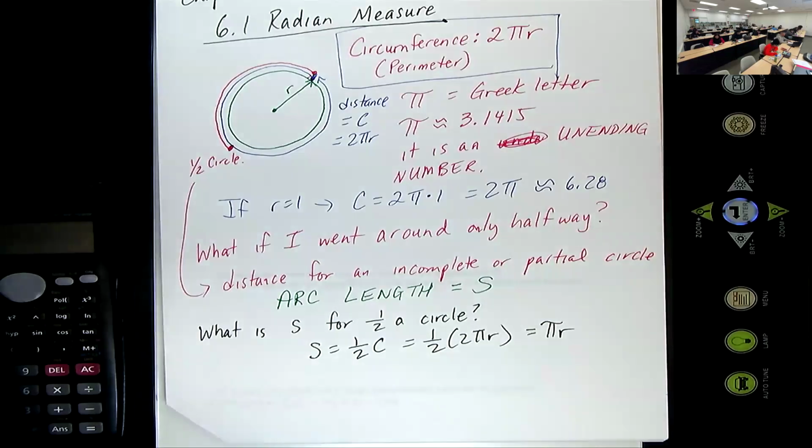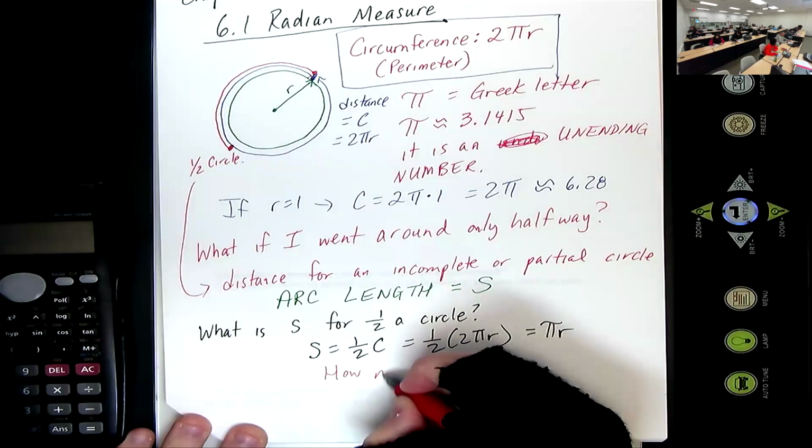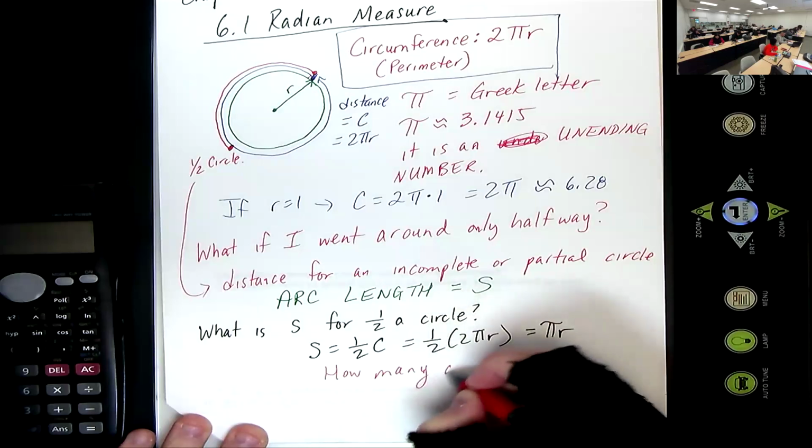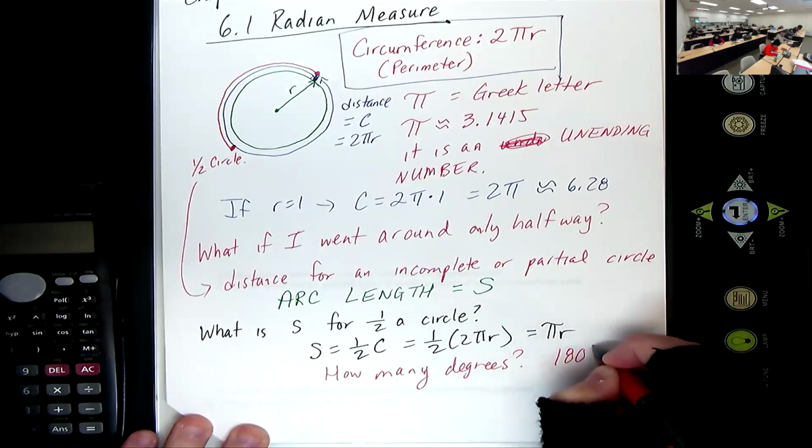How many degrees is that? How many degrees is a half a circle? Someone was quick with that. It is indeed 180 degrees.